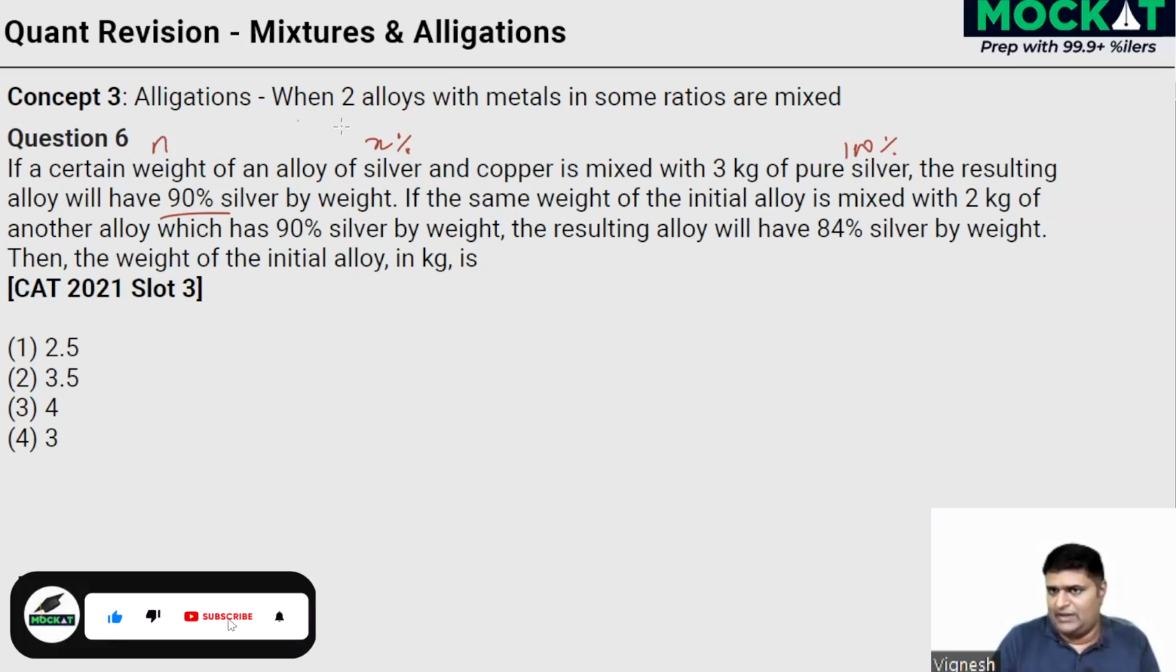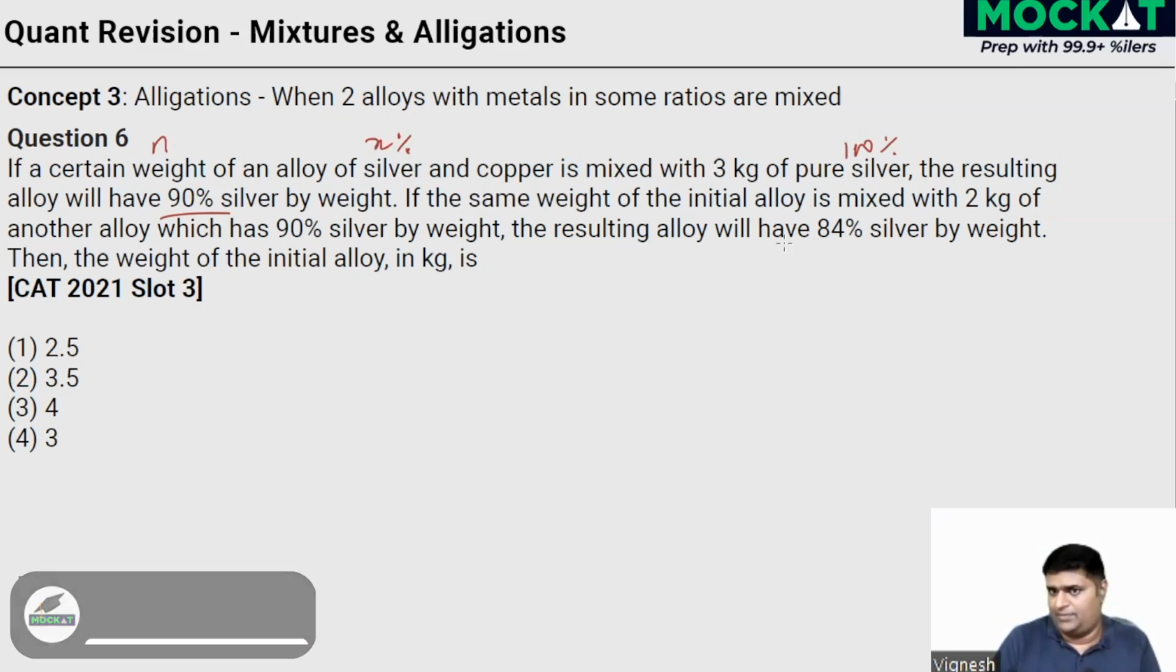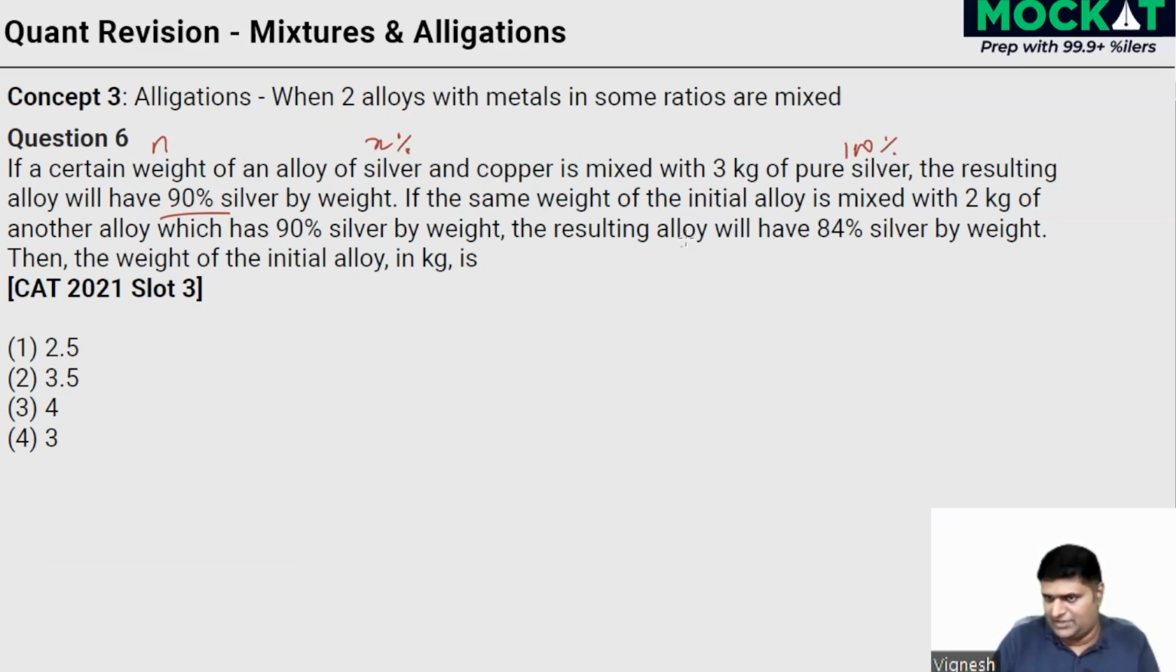But when n kg of X% is mixed with 3 kg of 100%, I'm getting 90% silver by weight, whatever the weight is. If the same weight of the initial n of X% is mixed with 2 kg of another with 90% silver, right? So there's a mix over there. The resultant is this. So all we need to do over here is go in for the nx, right? In this case, I would just say go in for simple weighted average, right? It should be flexible over here. That's the first thought process, right?